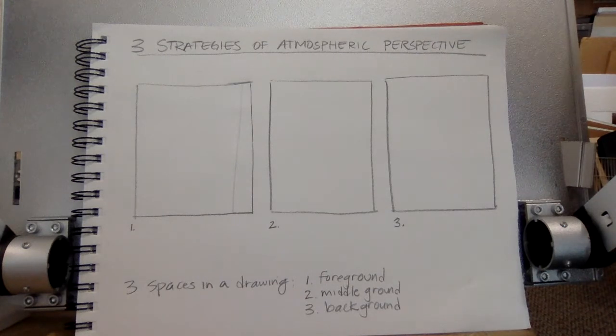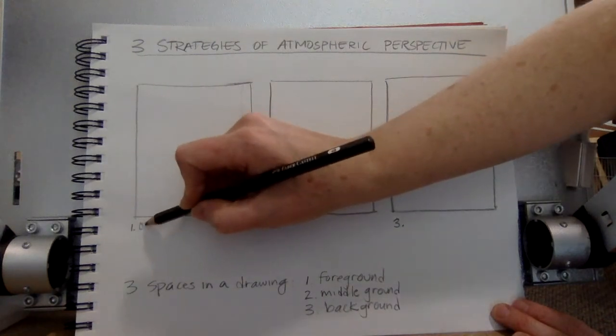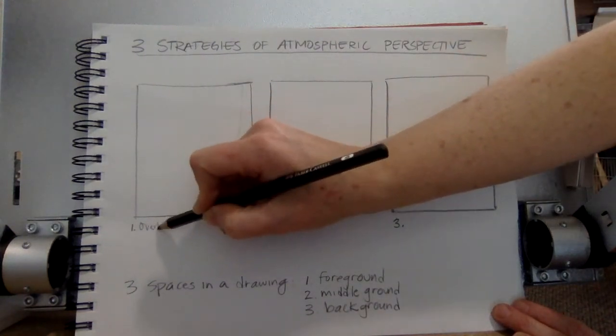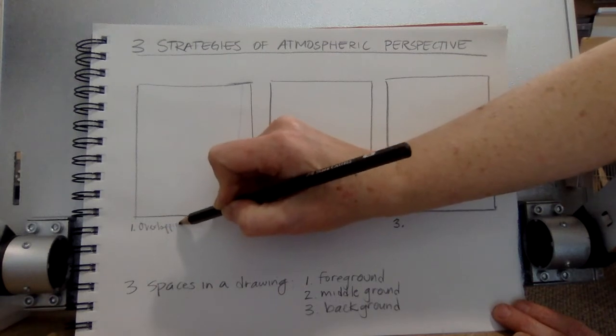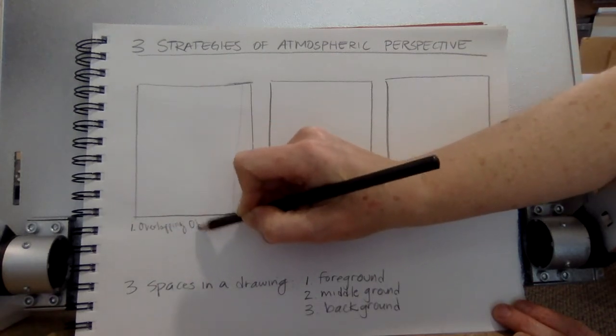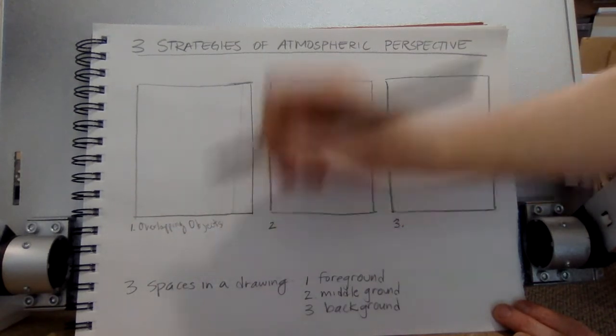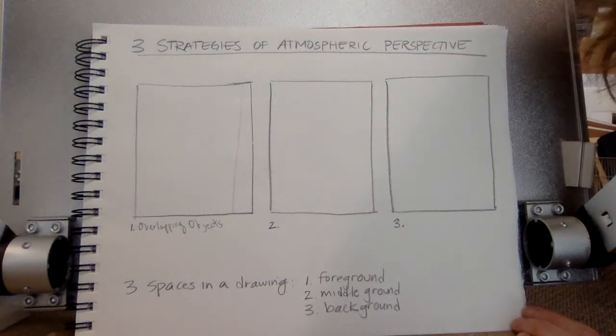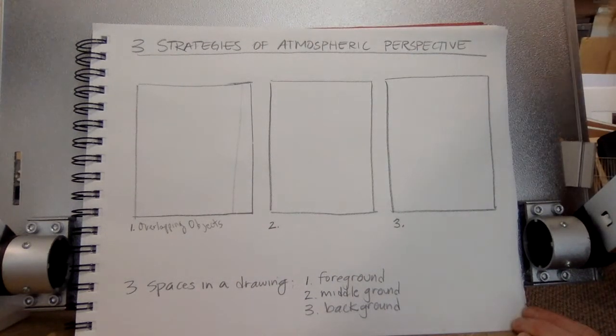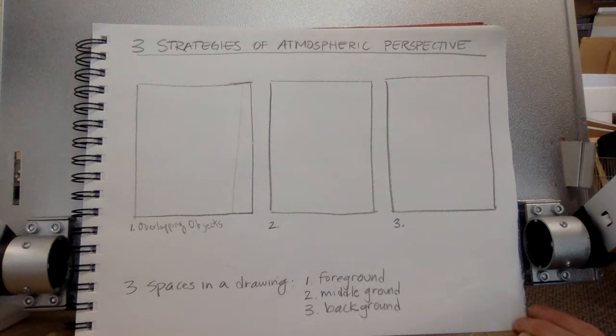The first strategy of atmospheric perspective is to make sure that you have overlapping objects. No matter what your objects are, if you have one in front of another and they're overlapping, then you give the illusion of depth of space between the frontmost object and the farthest object.